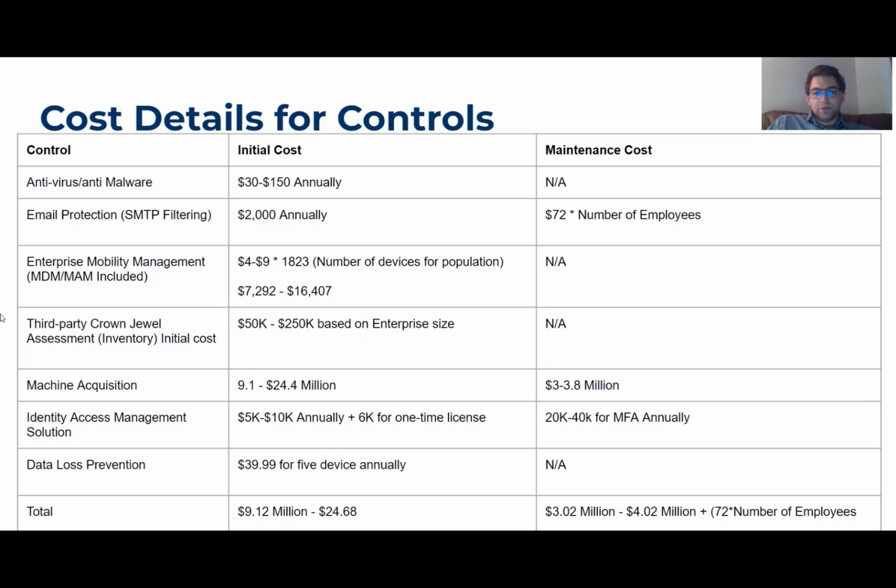And that would bring the total of initial cost anywhere from about $9.12 million to $24.68 million, and the maintenance cost from about $3.02 million to about $4.02 million, plus the number of employees times 72. With that being said, the total cost would range between $12 million and almost $27 million for the initial controls and devices and hardware to set up the new VERA system.